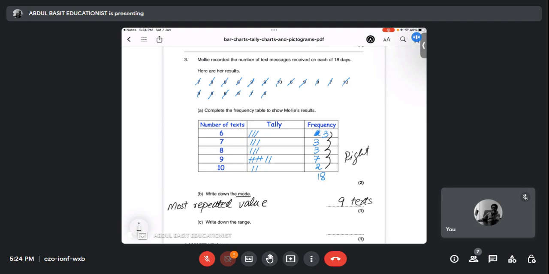Write down the range. Which one is the highest value? 10. Yes. So Ramsha, whenever we see the values, we don't see the frequency. We just see this portion, which is always our x. Okay. So range is highest minus lowest. So 10 minus the lowest, which is 4. So there are 4 texts. That's the range of the data. Is this clear, everybody?